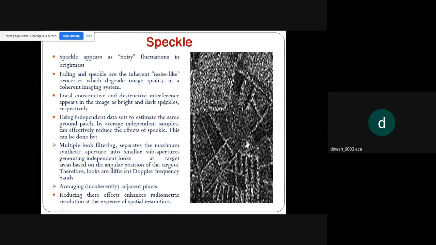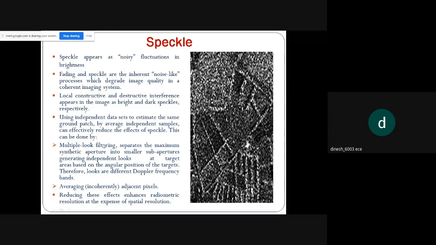So using independent data sets of the speckle, the estimation of the same ground patch can be done by averaging independent samples. That can reduce the effects of speckle, which can be done by these methods. First method is multiple look filtering, which separates the maximum synthetic aperture into smaller sub-apertures, generating independent looks at target areas based on the angular position of the targets. Therefore, looks are different with the Doppler frequency bands.